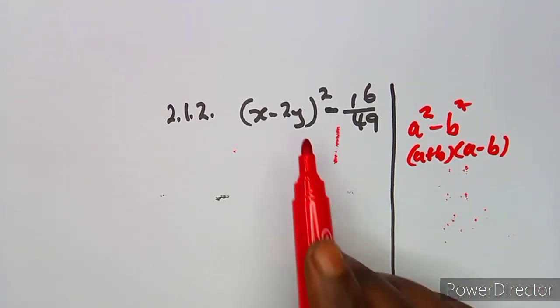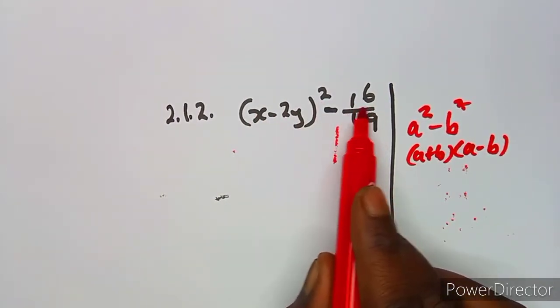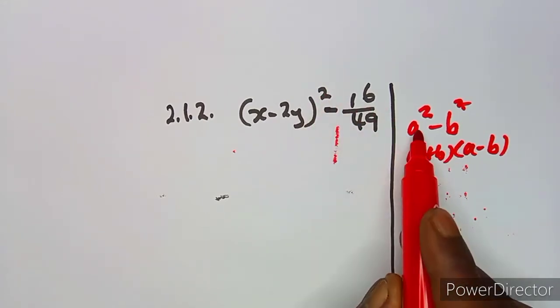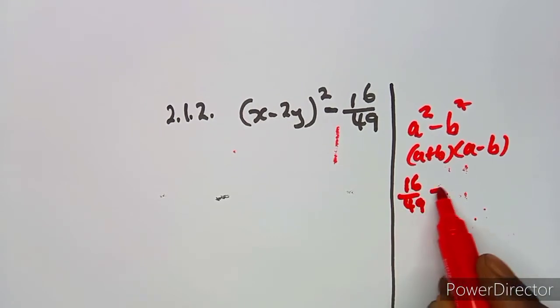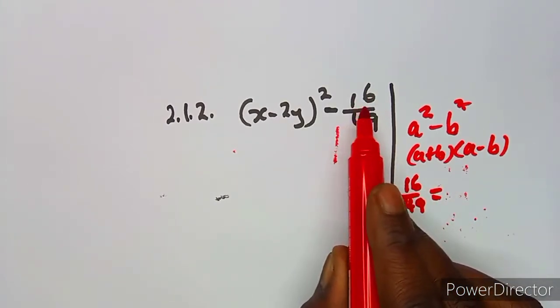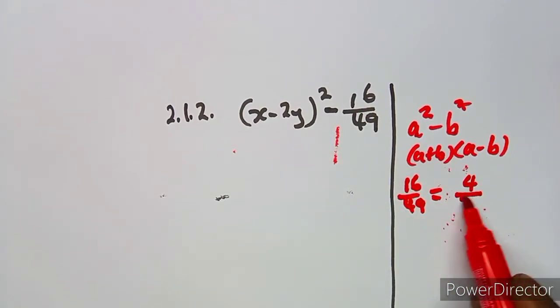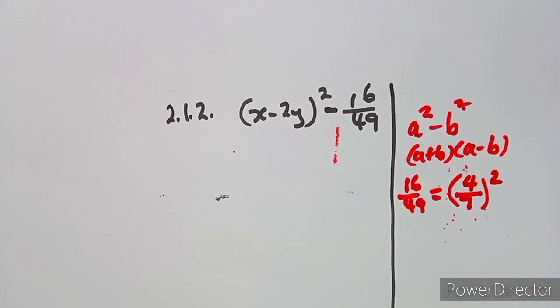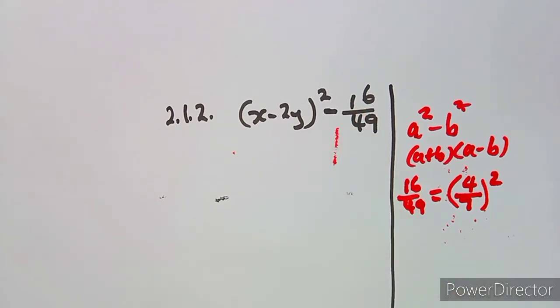Okay, so in this case, take note, this bracket is already squared, so we are supposed to write this 16 over 49 as a square, just like a squared minus b squared. So where are we going to obtain this 16 over 49 from as a square? Since you want to find the square, you find the opposite, which is the square root of 16 over 49, which is 4 over 7 to the exponent of 2. So 4 over 7 squared is going to give us 16 over 49. So what are we going to do with this 4 over 7?